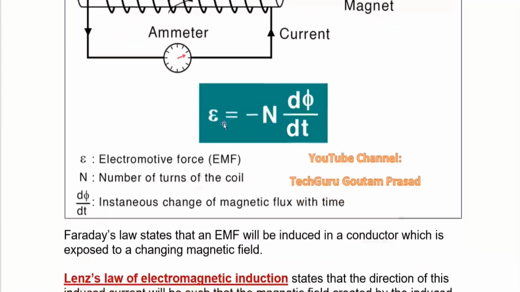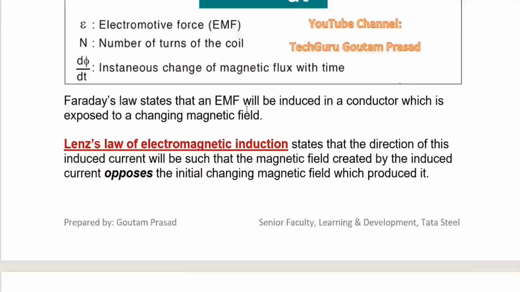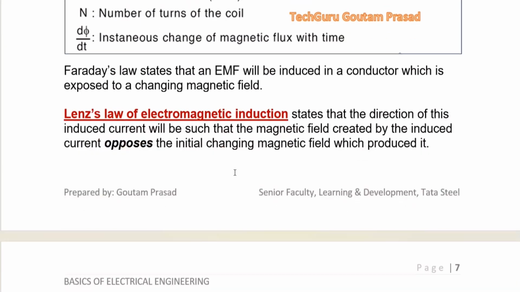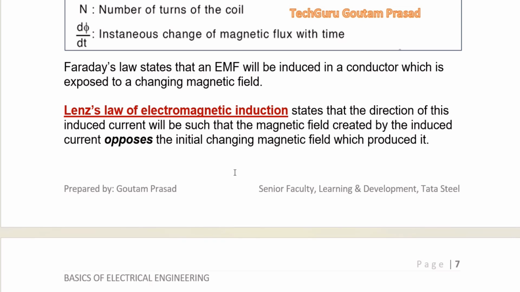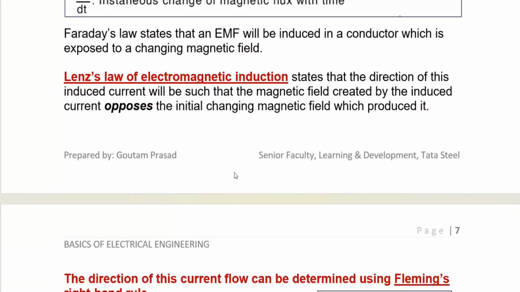Now EMF induced in this coil is given by E = -N dΦ/dt. E is the electromotive force, N is the number of turns on the coil, and dΦ/dt is the rate of change of magnetic flux with respect to time. So that's it. And Faraday's law states that EMF will be induced in the conductor when it is exposed to a changing magnetic field. This is the bottom line of Faraday's law of electromagnetic induction.